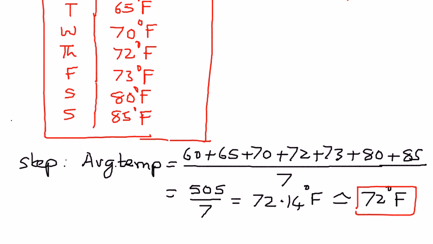So when the temperatures are given to us for a week, we can add up all the temperatures and then divide by the number of days in that week, and whatever value we get is the average temperature for that particular week. So this is how we solve application problems related to integers. Thank you.